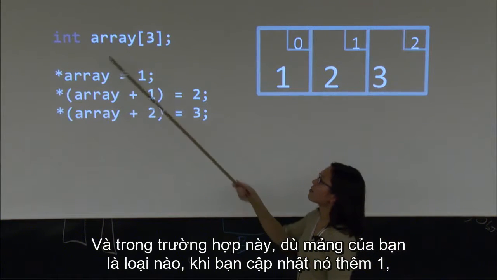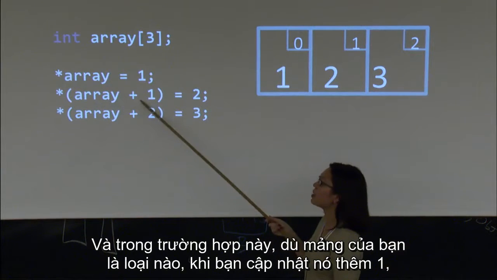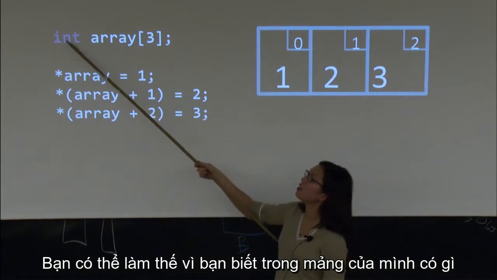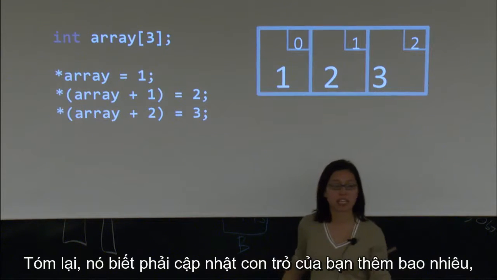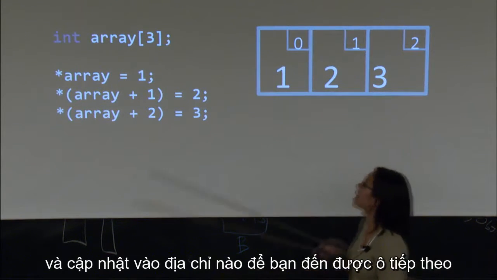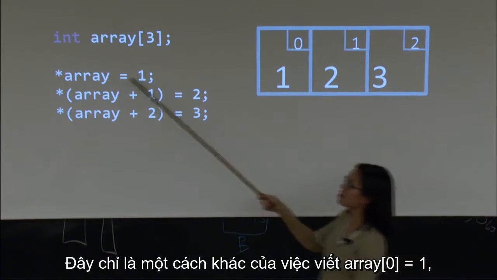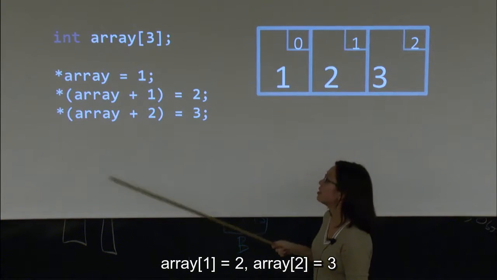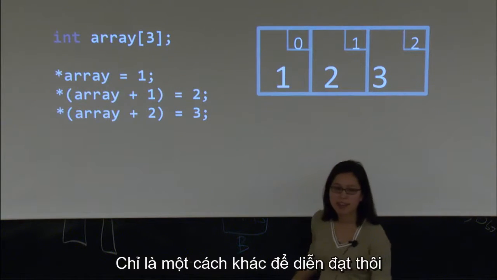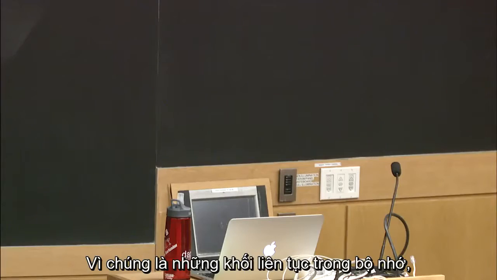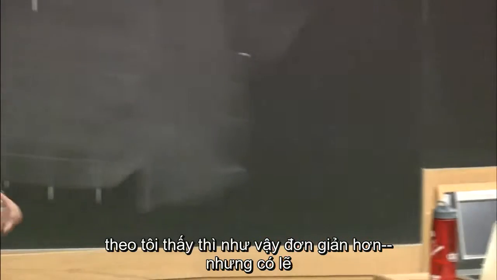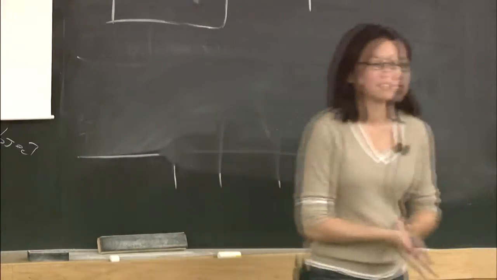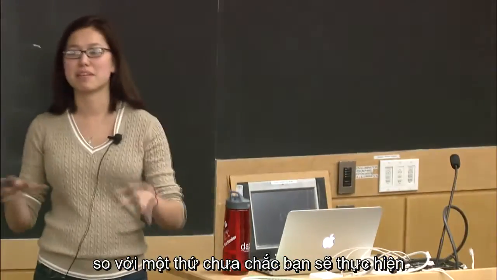And in this case, whatever your array type is, when you update it by 1, that's just like updating it to the next index. You can do that because you know what's in your array. So it knows how much to update your pointer by, what address to update it to, so that you're at the next slot. So this is just a different way of writing array 0 equals 1, array 1 equals 2, array bracket 2 equals 3. It's just another way to think about it. Because they are continuous blocks in memory, you can refer to them either by the array notation, which I personally find easier, but maybe you need to manipulate it strictly by memory addresses, and this is the way you would do that. It's more of a cool thing you can do versus something you're actually going to implement.